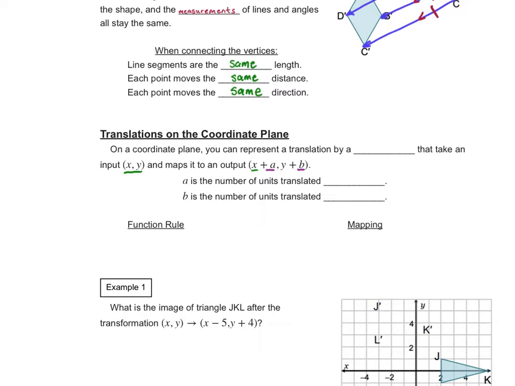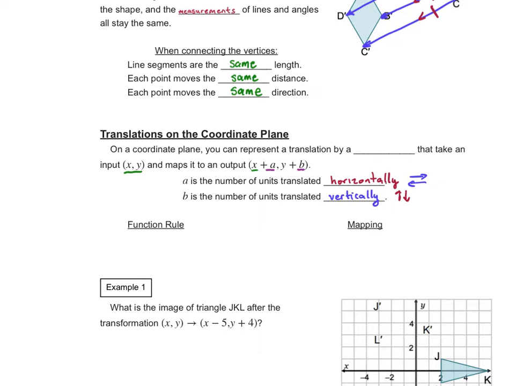So A is the number of units translated horizontally, and B is the number of units translated vertically. Horizontally is from side to side, and vertically is going to be either up or down, depending on whether it's a positive or negative number.